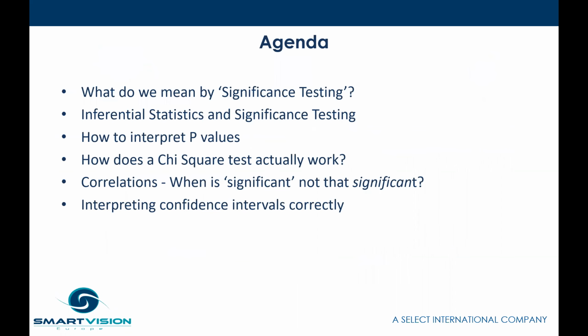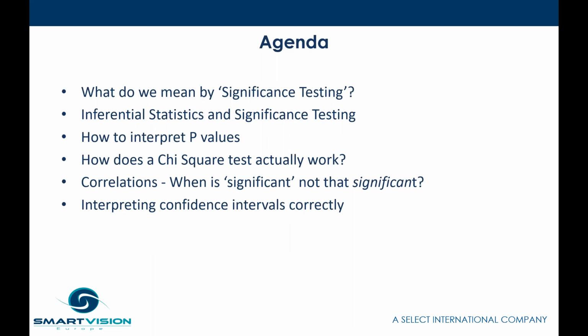Okay, so our agenda today is we're going to start off with the term significance testing, why that's so problematic, and the historical context around that. And then we're going to look at inferential statistics and how significance testing relates to that. Then, we're going to move on to interpreting p-values, probability values, and what is the correct way to interpret them in the frequentist tradition.